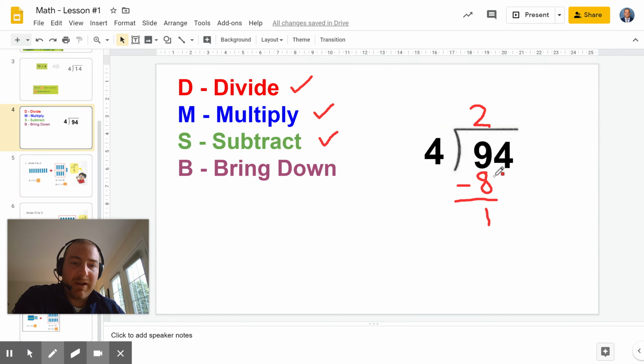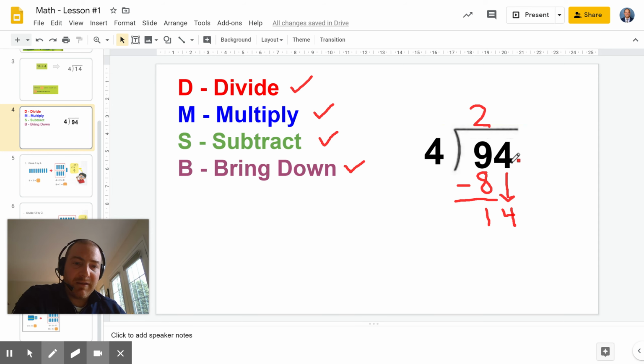Then I'm going to bring down the next digit to the right of the digit that I was using. So in this case, it's a 4. I'm going to bring down a 4 beside the 1 and make it a 14. So that 4 has come down. I've brought it down.